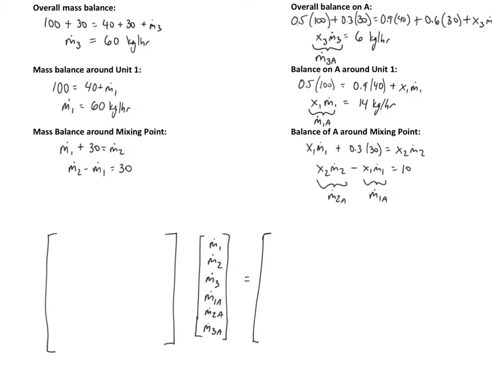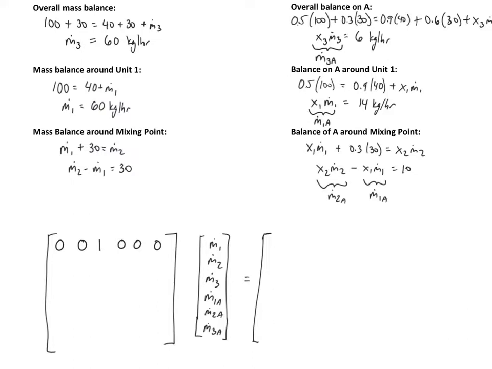Our variables here are the 6 that are identified here, which I've already written in: the mass flow rate of stream 1, stream 2, stream 3, and the mass flow rate of component A in streams 1, 2, and 3. We're going to take that first equation and write in our coefficients for our unknowns. In this case, we have only M3, so we fill in zeros for everything except M3, which is the third column, and everything else is going to be a 0.